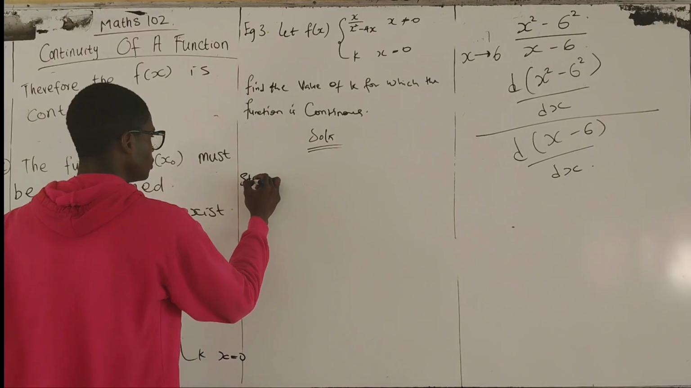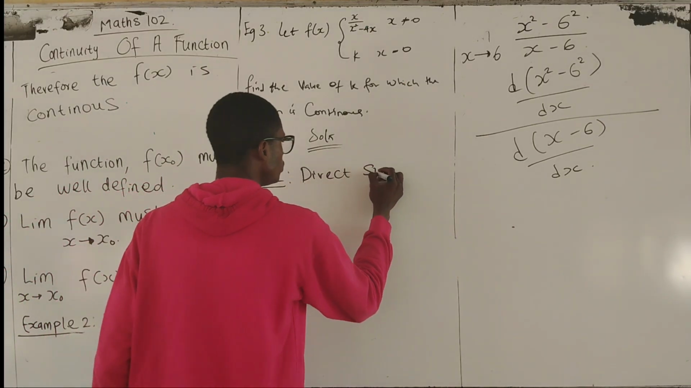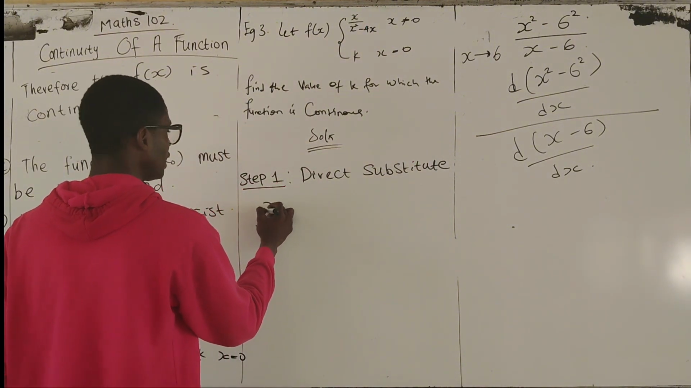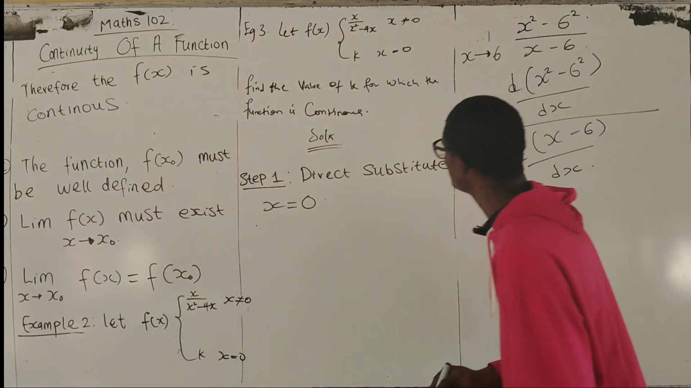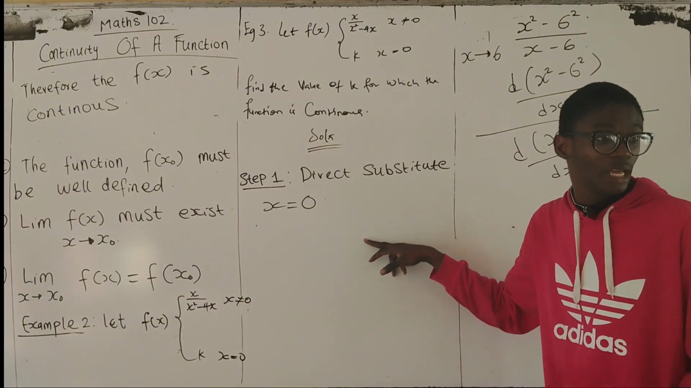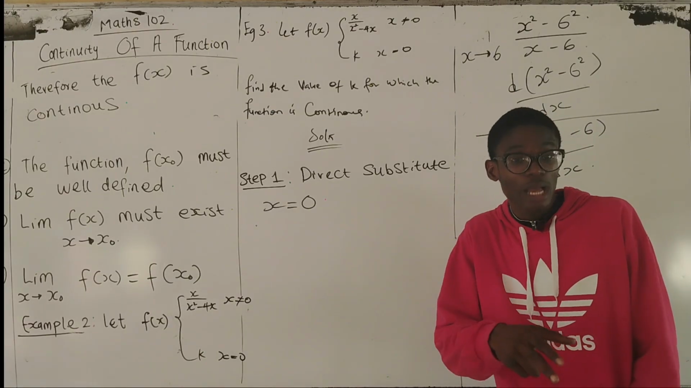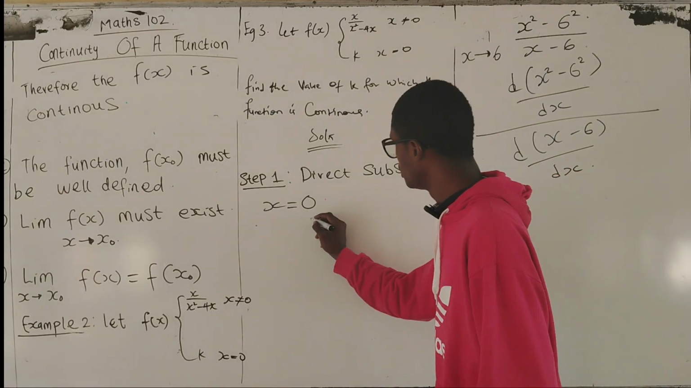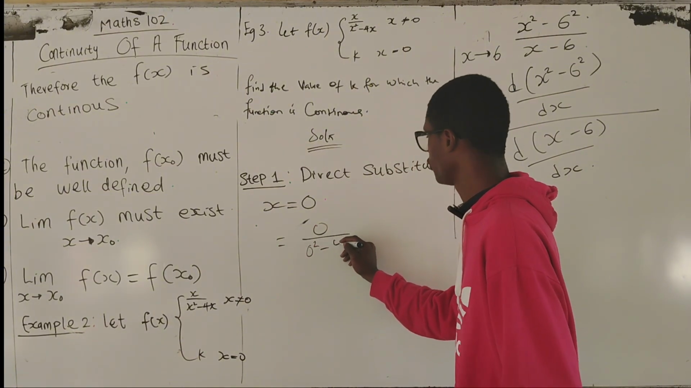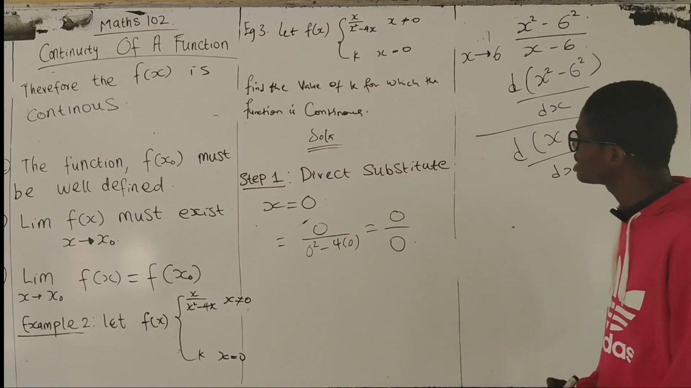So step one, direct substitute x equal to 0, because they said that x is not equal to 0, so meaning x is approaching 0. But for us to fulfill all righteousness, the first step in every limit is to direct substitute what they say is approaching, right? So if you do that, you have 0 over 0 squared minus 4 into 0, which will give you 0 over 0.